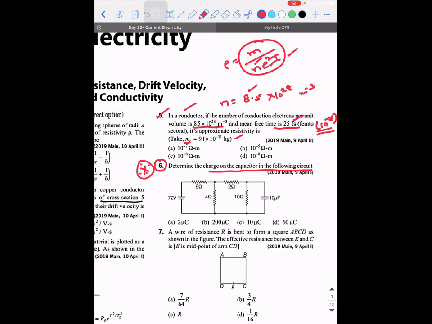What is the functionality of a capacitor? What does it do? It stores energy, okay, in the form of electric field. So its work is mainly to store charge in the form of electrostatic energy, correct? So when it is going to store the charge, you have connected a battery here. Now what will this battery do? It will start supplying the current.